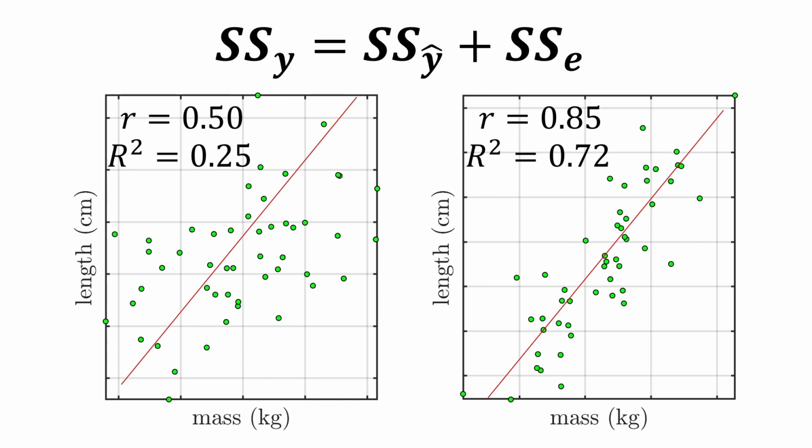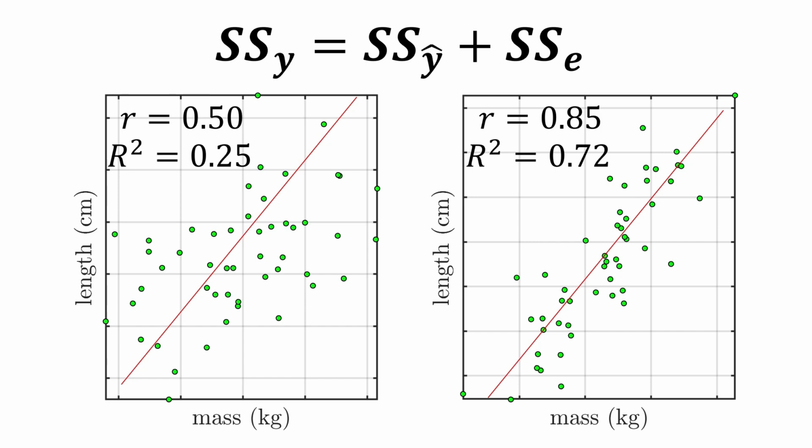By contrast, on the right-hand side, R squared is 0.72. So that means that of the total variation in the y values, 72% of that is systematic. It's going into the sum of squares of y hat. And only 28% is left over, which is due to individual differences. So you can see that the more scatter you have in your data, the smaller is the coefficient of determination. The less scatter you have, the bigger is that coefficient.